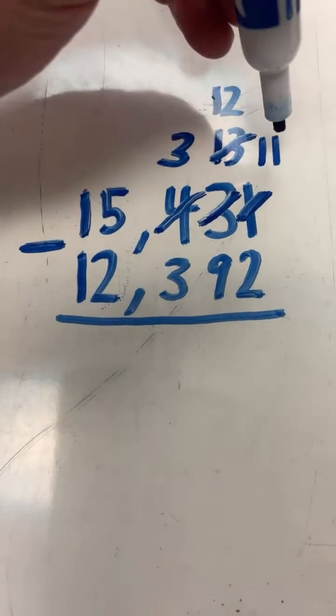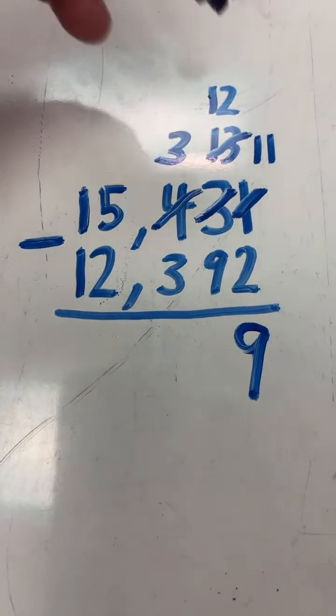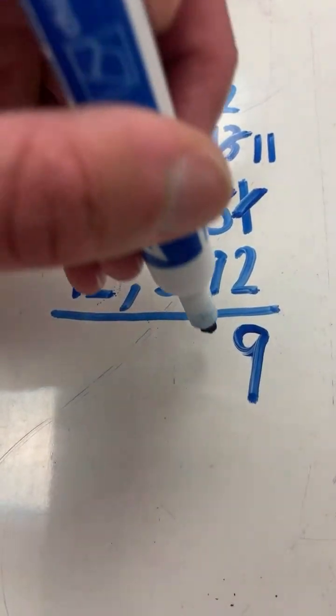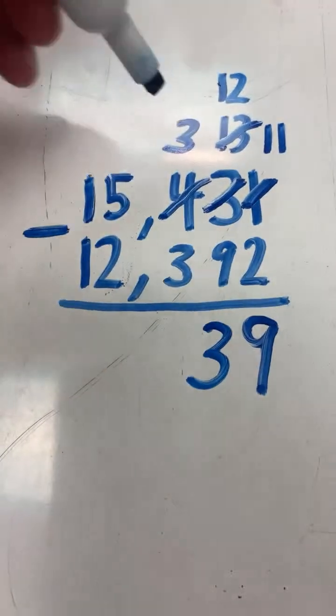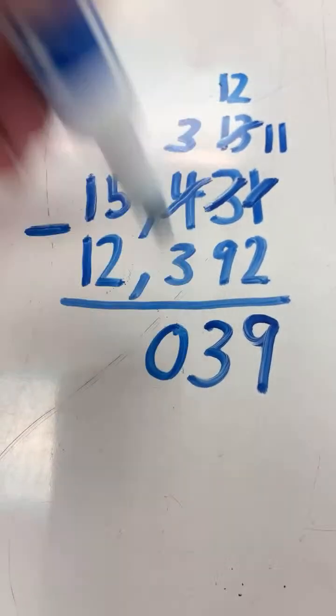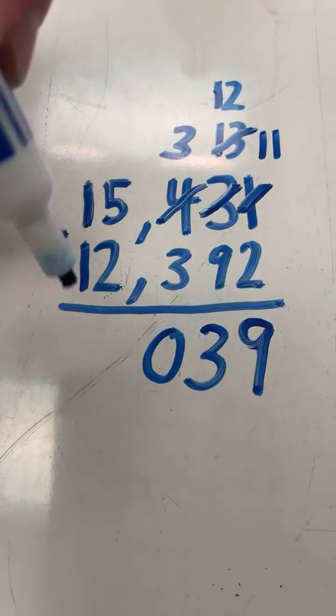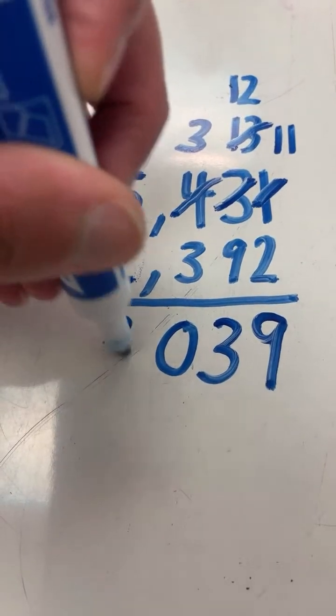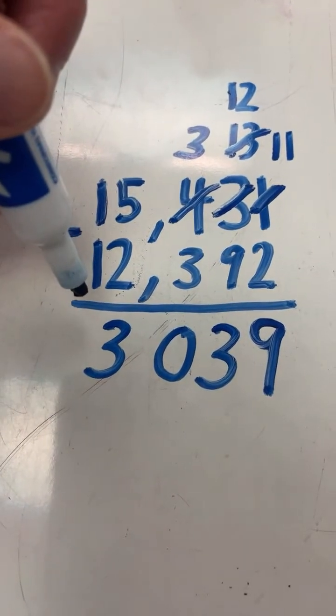So starting in the ones place, 11 minus 2 equals 9. 12 minus 9 equals 3. 3 minus 3 equals 0. 5 minus 2 equals 3. 1 minus 1 equals 0.